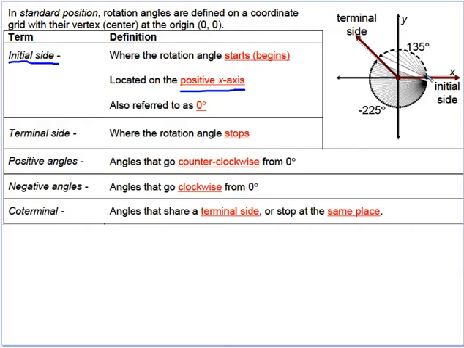Now, let's say your angle is 360 degrees. That means you went all the way around your circle, and you're going to stop at the same place that you started at. Okay, that's fine. It's happened before. You will have problems where you're starting and stopping at the same place. Your terminal side is just where you stop. If your angle is 135 degrees, then this is where you stop.